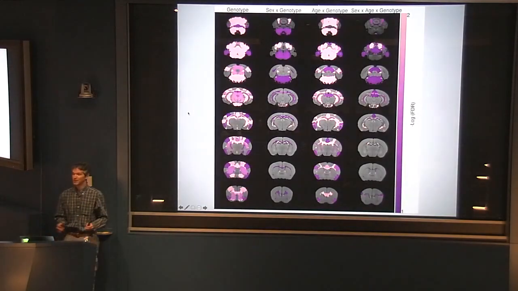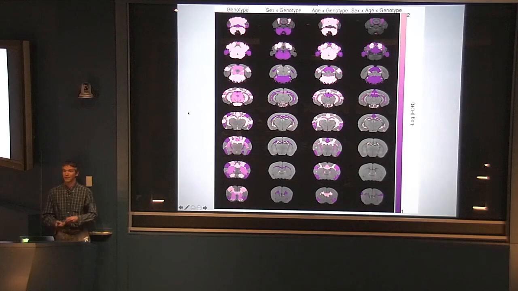So in this case, if you actually look at it as an analysis of variance, we have a strong genotype effect, but we also have a sex by genotype interaction, an age by genotype interaction, and a sex by age by genotype interaction, meaning that if we're just looking at adults and just looking at males, we're still missing a significant part of the picture.